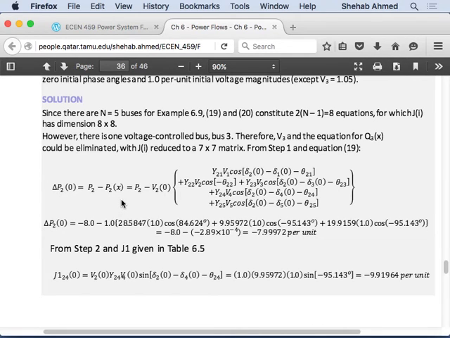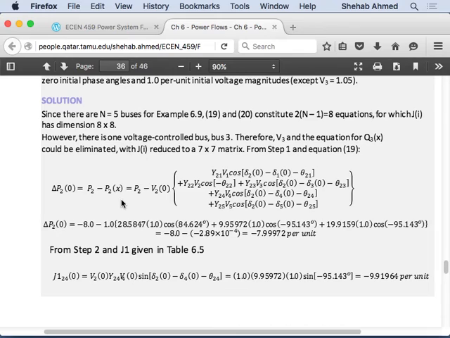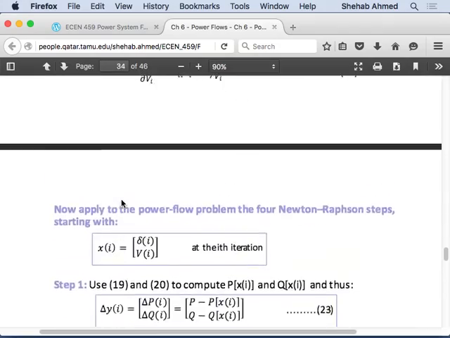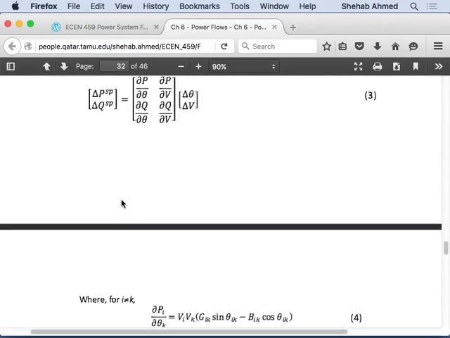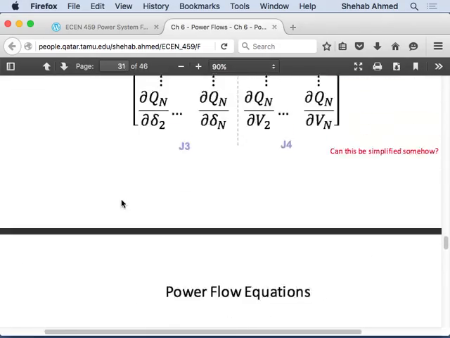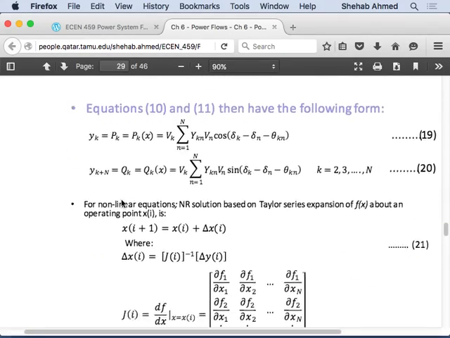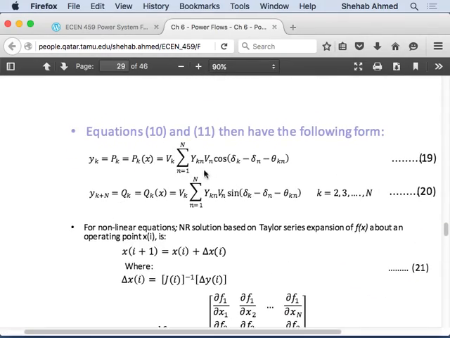So you go back and look at your equation for the summation. You look at the real power flow equation, substitute with K equal to 2. And let's look at that. Where is the real power flow equation? Let's look at it here. So this is my power flow equation.